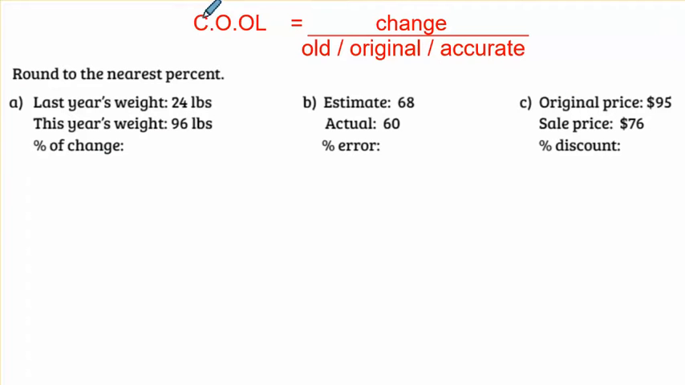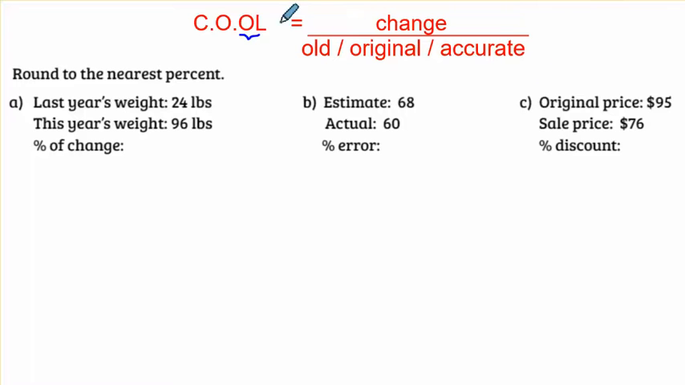The C stands for the amount of the change. The first O stands for over, which of course in math means a division bar. And then the OL stands for the old amount, or you can think of it as the original. See, it starts with an O and ends with an L. Or in the case of percent of error, it's the accurate amount. I know that accurate doesn't really go with OL. If you come up with a better way to remember it, I'm all ears.